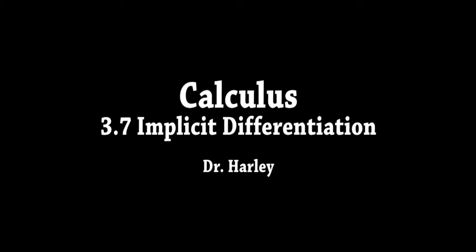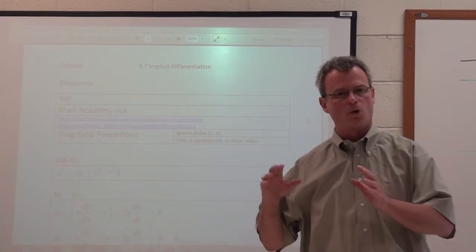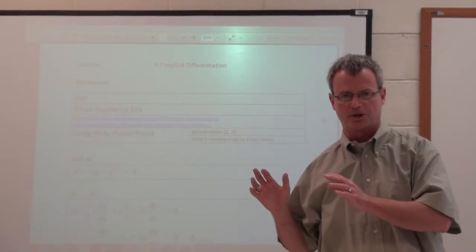Okay, this is our video for section 3.7, which is implicit differentiation, which directly follows 3.6, the chain rule in the textbook.